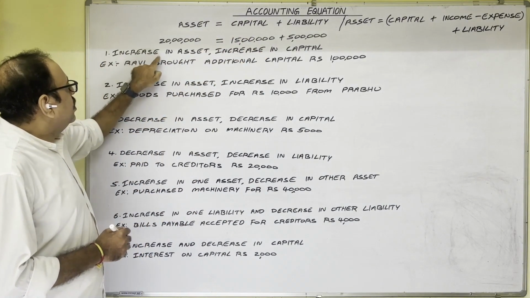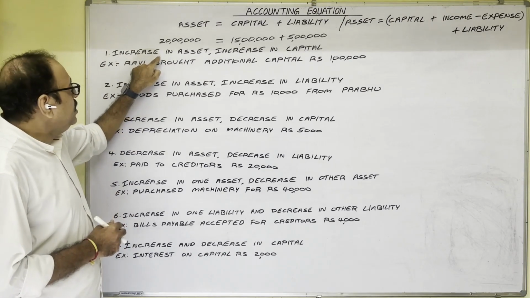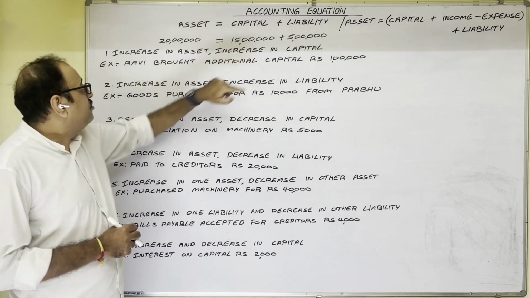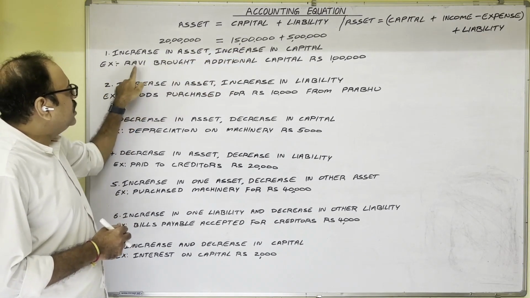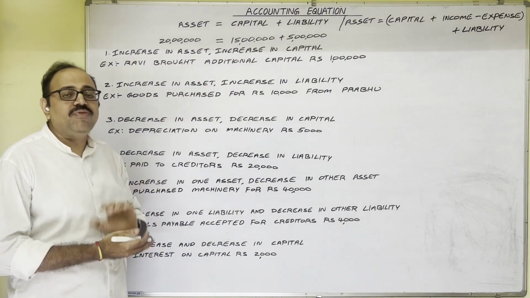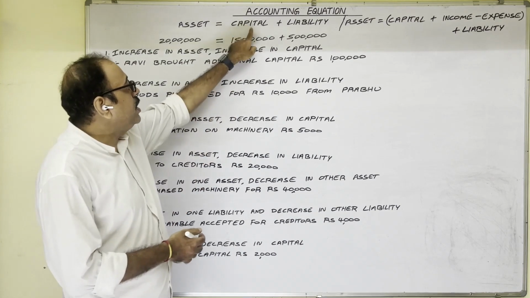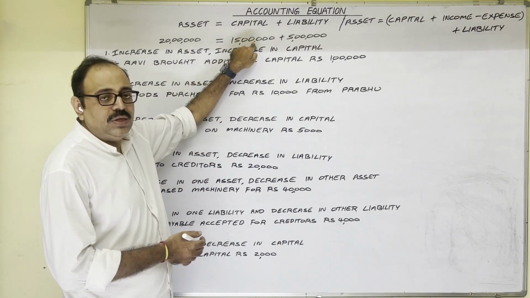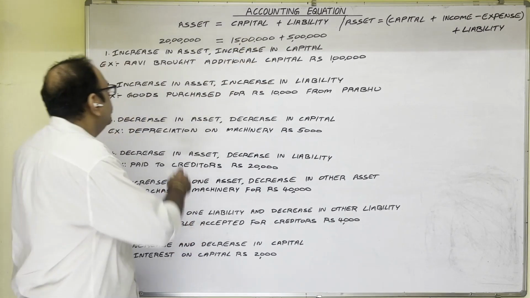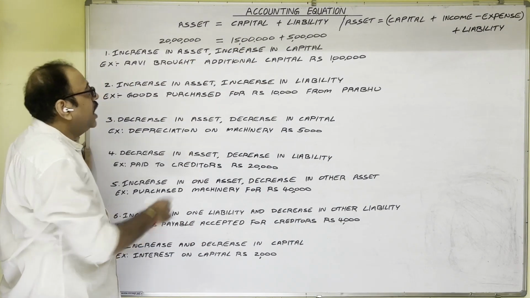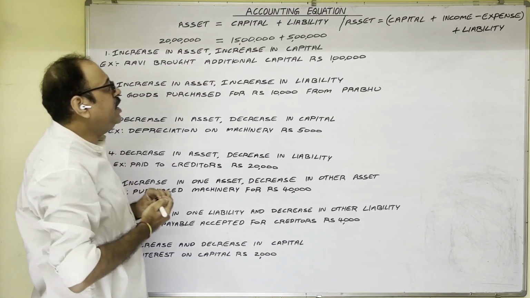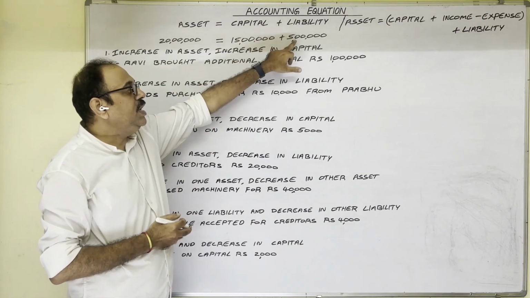First one is, sometimes in one transaction asset increases and capital also increases. For example, the transaction is Ravi brought additional capital 1 lakh rupees. Ravi is the owner of one firm. Already he brought capital 15 lakh rupees. Now extra capital he is bringing. So what is the result of this? To explain all these transactions, I am taking this example. Asset is equal to 20 lakh rupees, capital 15 lakh and the liability 5 lakh.